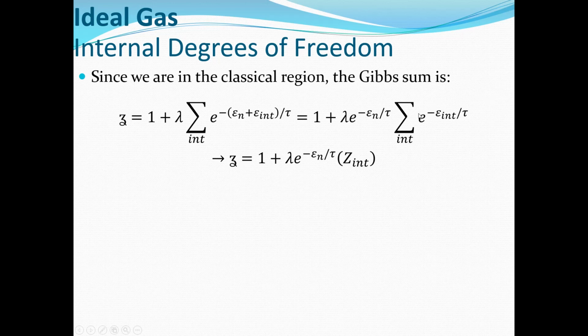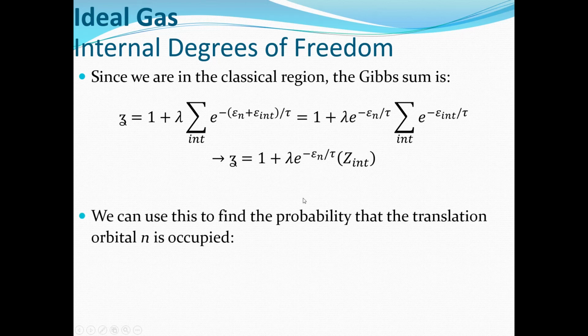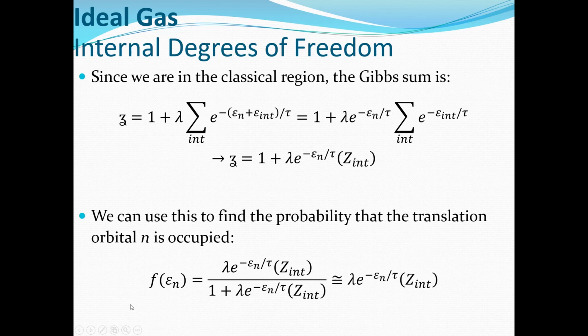And then what we're going to actually define this term as is the internal partition function. Because remember, the partition function was the sum of e to the energy over tau. So because we're talking specifically about internal energy, we'll just call this the internal partition. That means that when we find the probability or the occupancy, it'll look something like this, and it will end up simplifying to look like this.